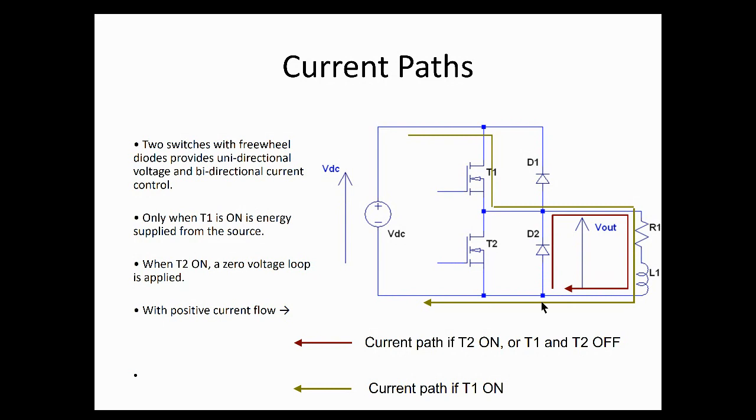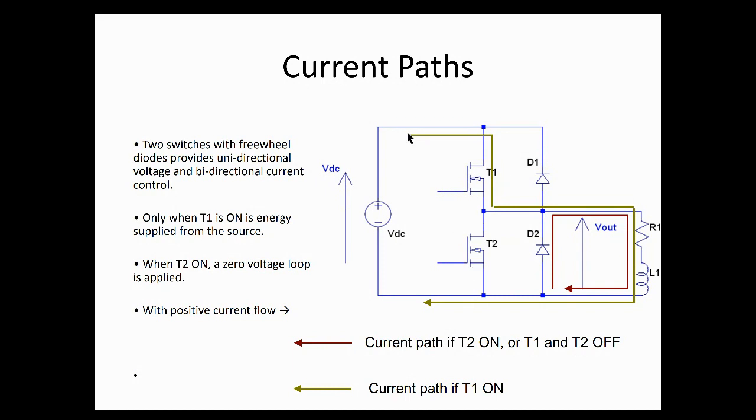So these diodes are freewheel diodes, by the way, and what they do, they ensure that you have unidirectional voltage and bidirectional current. All right, I'll be explaining that to you shortly. So if we have T1 on, you're going to have current flowing like this. T1 on, current will flow, take that path. T2 off. Remember that both of them, we don't turn them on at the same time.